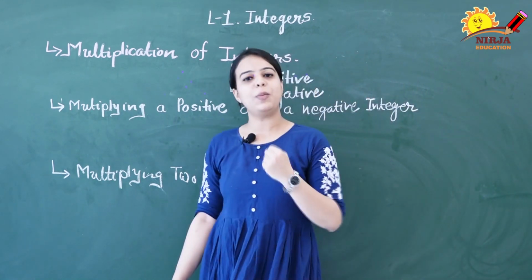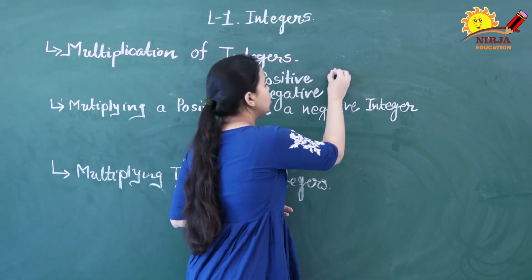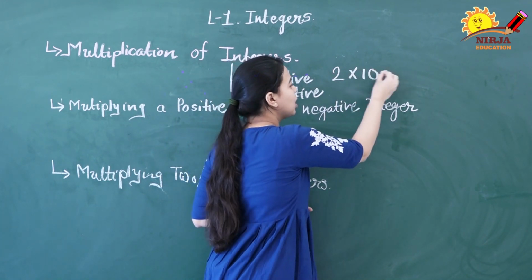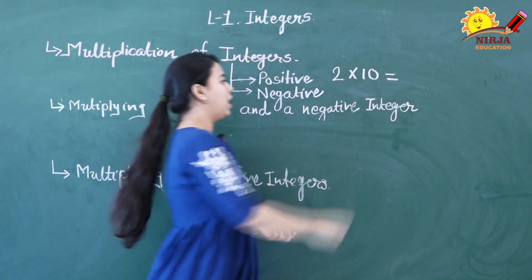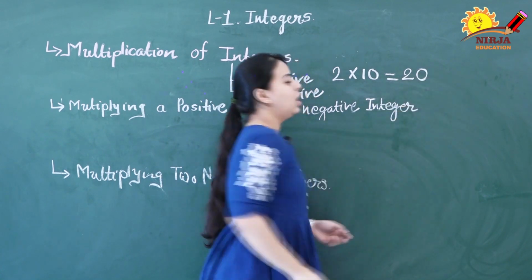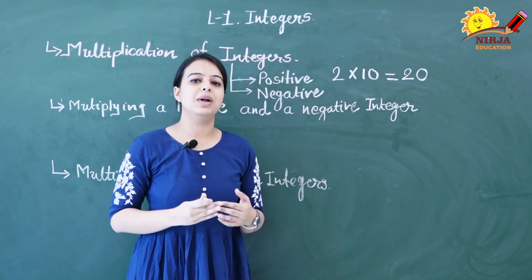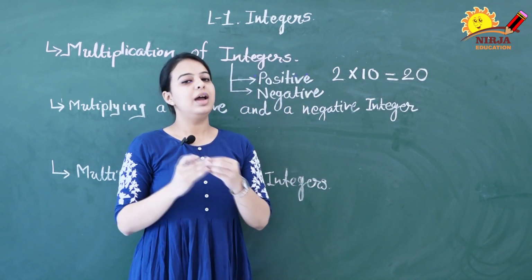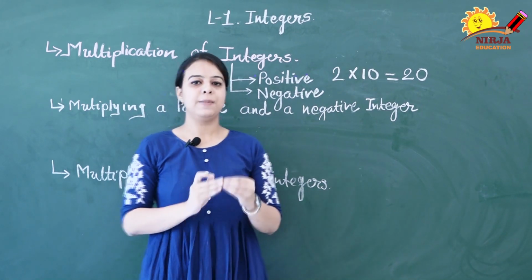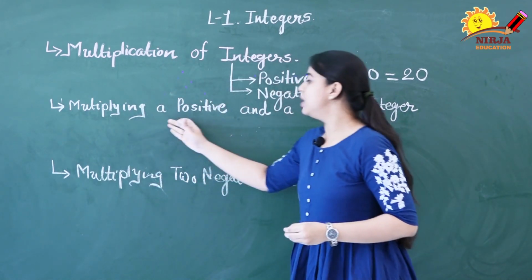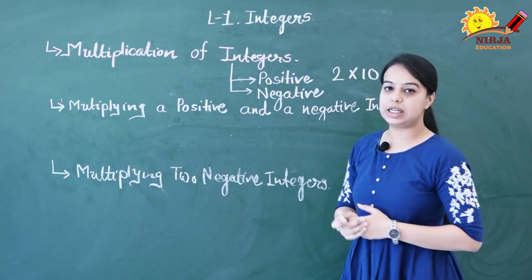Let's start with two positive integers first. I am going to take 2 and 10, and as you can see both are positive and the answer will be 20. So this is how you can multiply two positive integers, and this you all know. Now next one is how to multiply a positive and a negative integer.